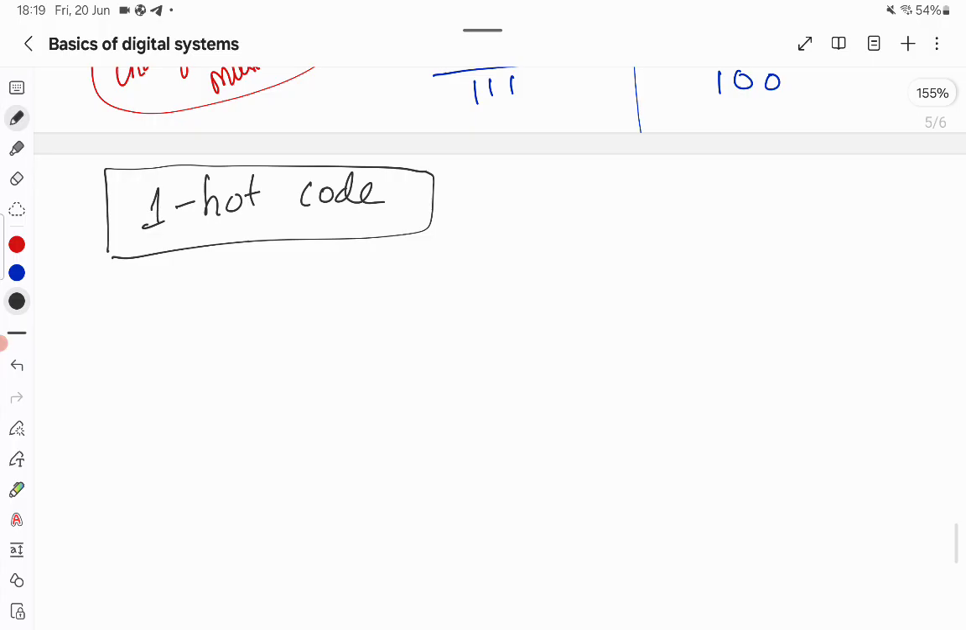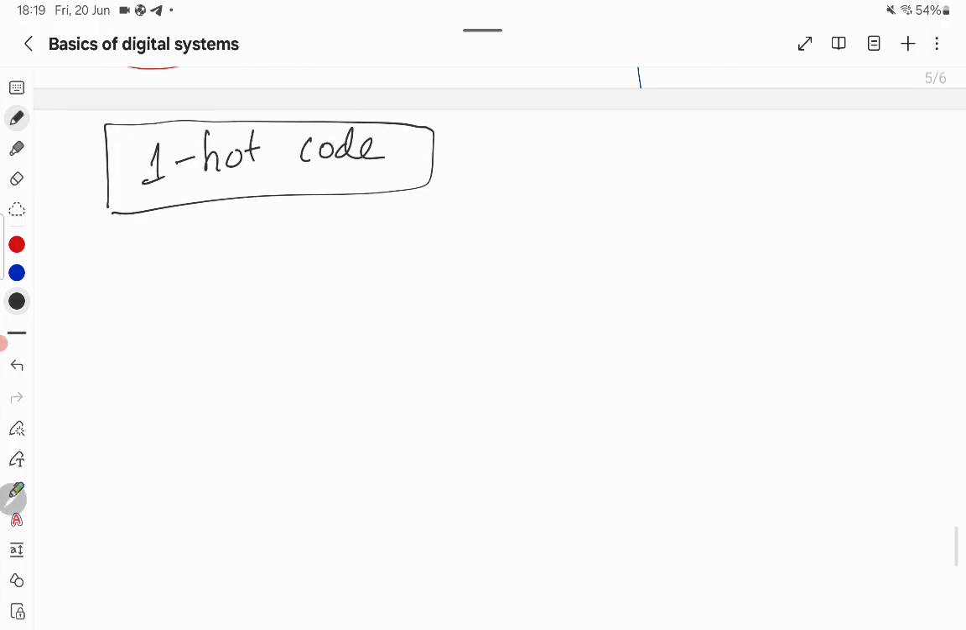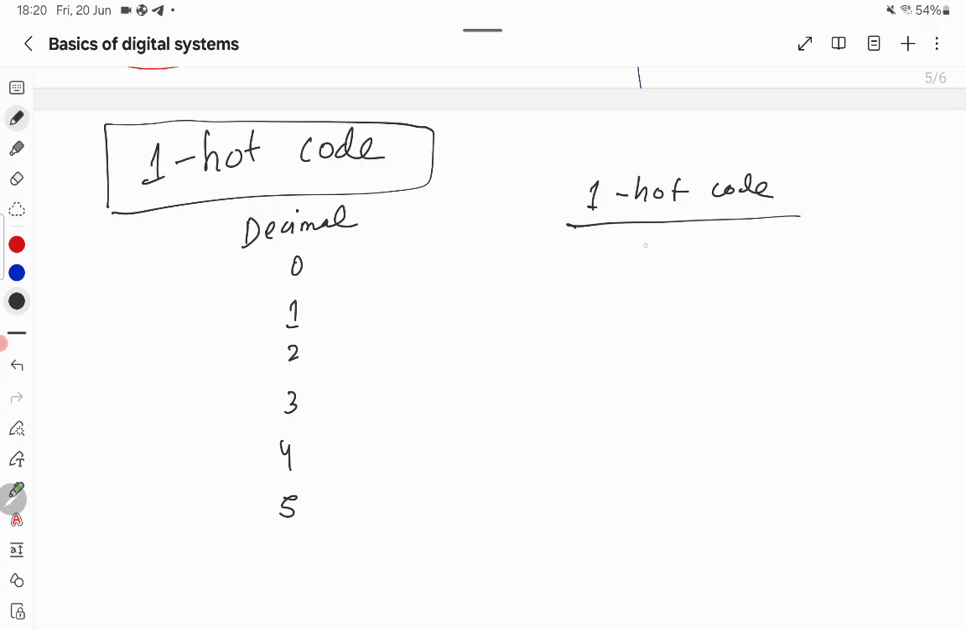So in one hot code, in every code you will have only one 1. Let's say decimal I'm writing from 0, 1, 2, 3, 4, 5, till 5. If you write this in one hot code, it will be 0 0 0 0 1. So how many digits? 1, 2, 3, 4, 5, 5 digits. So 5 digits will be used, 0 0 0 0 1. This one will be 0 0 0 1 0.